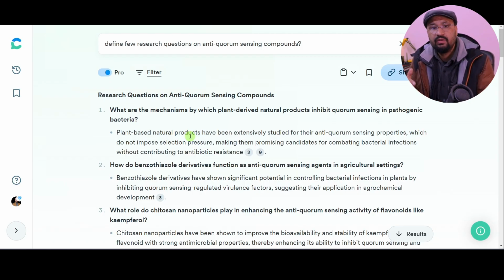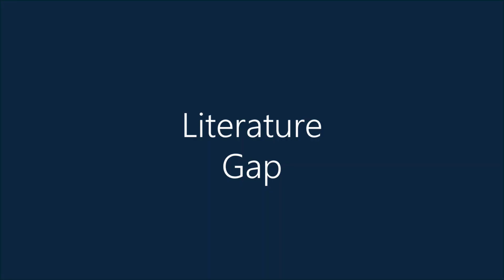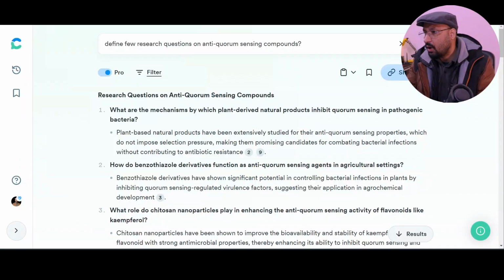It's important that you need to understand and discuss these research questions with your supervisors. But this is how you can get the research questions. Now moving on to the second one, which is conducting a literature review on that particular topic. So let's do a literature review on this particular topic.